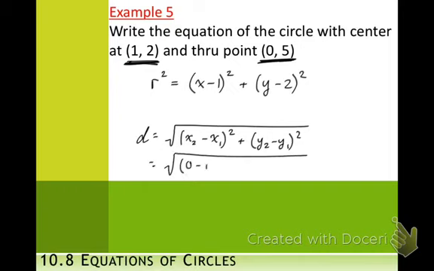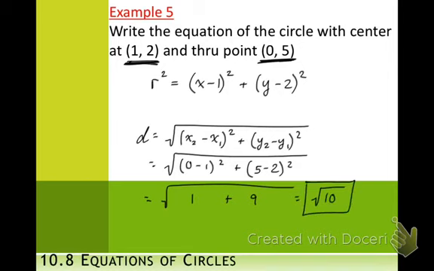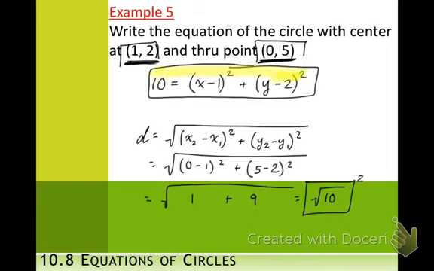So I've got 0 minus 1 squared plus 5 minus 2 squared. Negative 1 squared is 1. 3 squared is 9. So I have the square root of 10. So this is the distance from this point to this point, otherwise known as the radius of the circle. And fortunately, we're taking the radius squared. So if I square this, that square root goes away, and I'm left with a nice, neat 10, and my formula is done. So 10 equals x minus 1 squared plus y minus 2 squared. So you can see how much all of our old knowledge is coming back to haunt us here as we're dealing with circles.